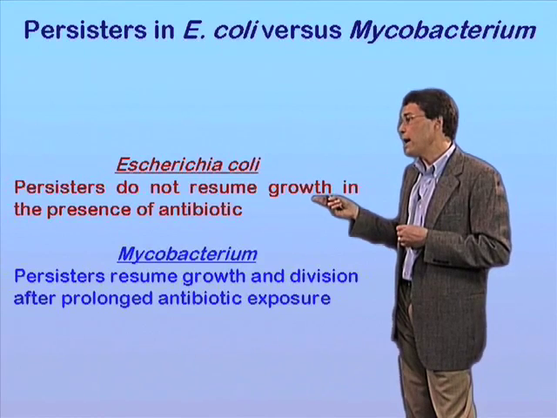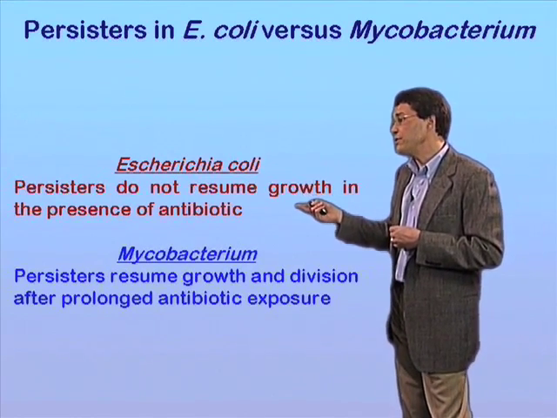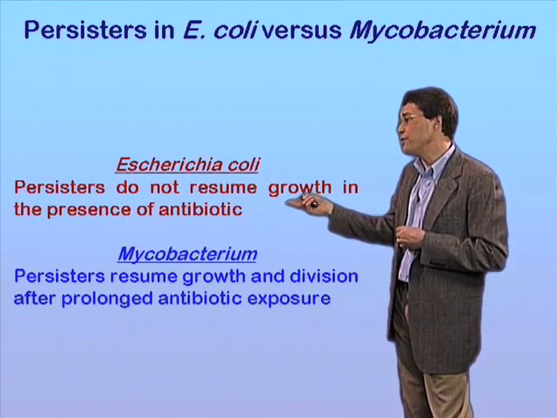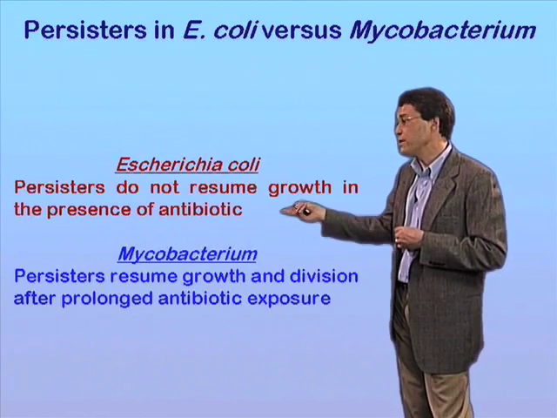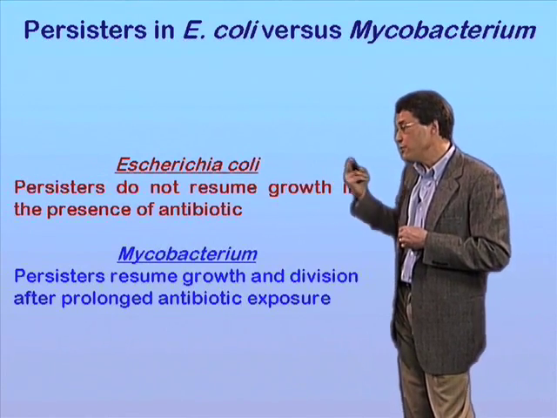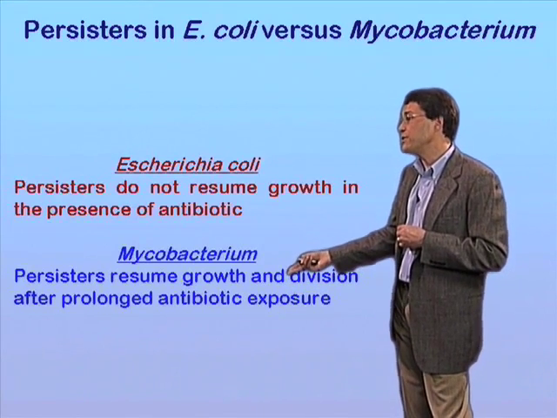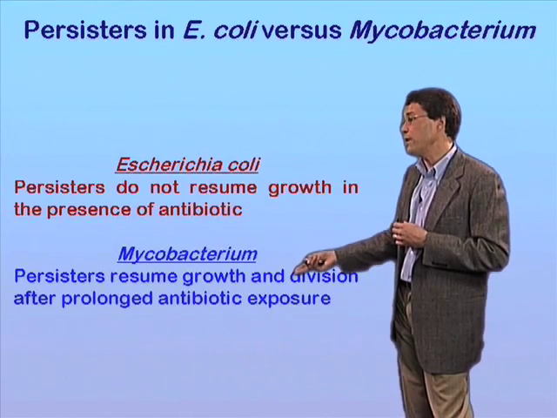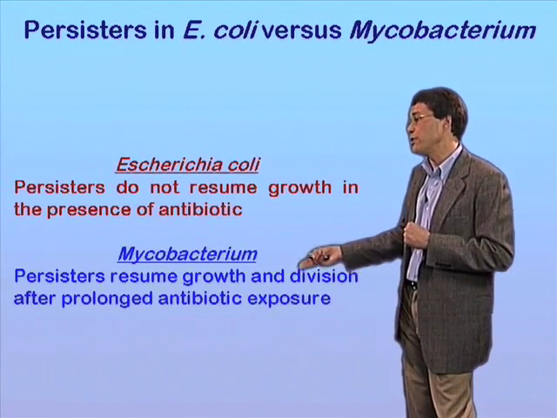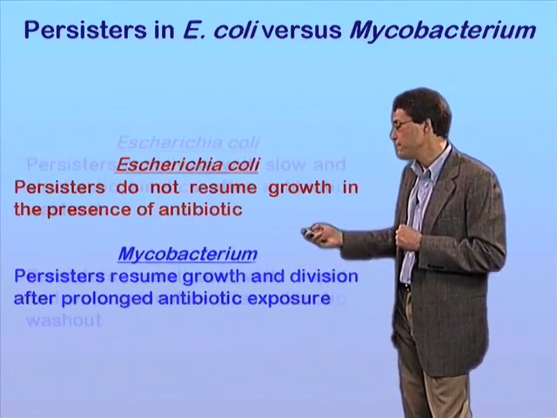In E. coli, in the continued presence of the drug, the persisters do not resume growth as long as we continue to pump it through the microfluidic device. In fact, they do not resume growth until after washout of the drug, whereas in Mycobacterium, the persisters, as you saw, resume growth and division after prolonged, that is, many days of antibiotic exposure, although some of the progeny of those divisions, in fact, do not survive.